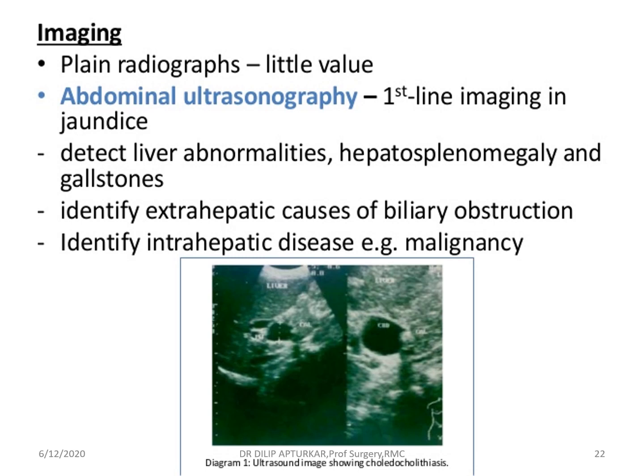Now we have to differentiate clinically as well as radiologically whether it is an obstructive jaundice or a medical jaundice. Plain radiographs are of little value. You can get a radiographic picture of a gallstone or pancreatic duct stone. Abdominal ultrasonography is the gold standard first-line imaging in jaundice. It detects liver abnormalities, any lesion, hepatosplenomegaly, and gallstones by casting an acoustic shadow.